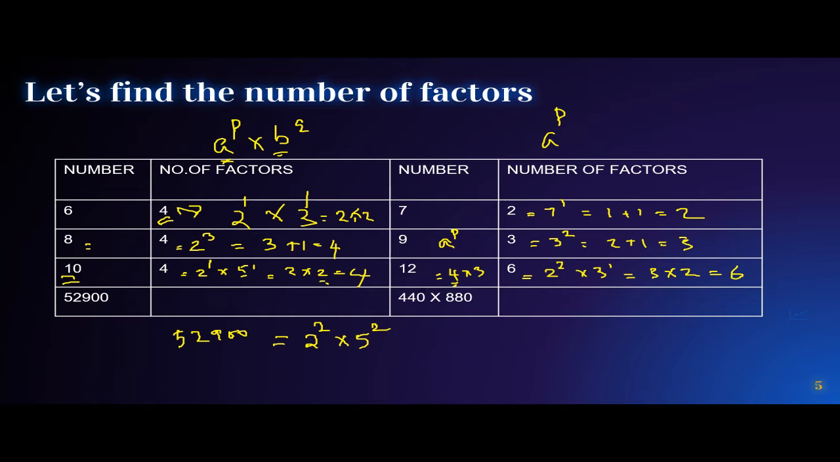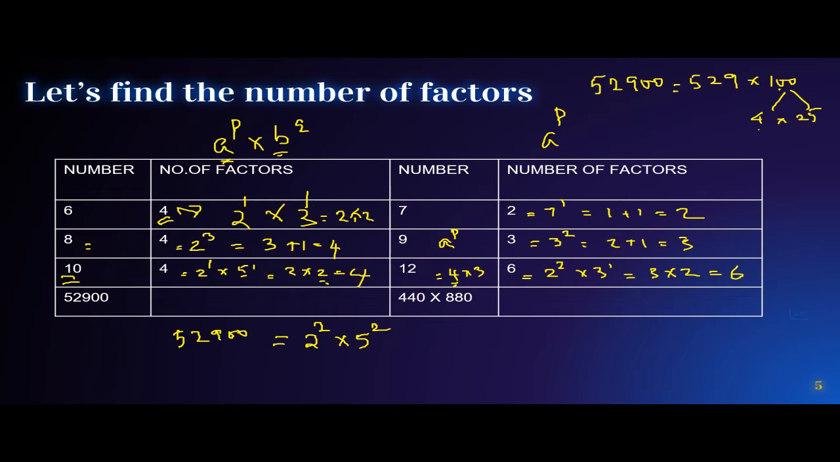So we are done with the ending zeros. 52,900 is your number. I am just splitting this number as 529 into 100. 100 again you can write as 4 into 25, and 4 is nothing else but 2 square, and 25 is nothing else but 5 square. That's how we have written it. So now we are done with these 2 zeros. All we have to focus on is only 529.